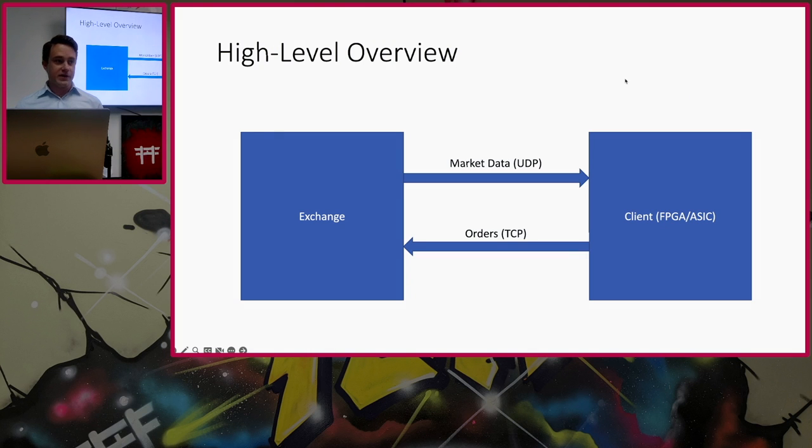So at a high level, this is basically it. You've got an exchange, it disseminates market data over UDP. You have a client system, a server with FPGAs and ASICs inside of it that are custom designed. That system makes trading decisions based on the market data, whether to trade or not, based on every update. And then if it decides to trade, it places an order over TCP back to the exchange. At the highest level, that's what we're trying to do.